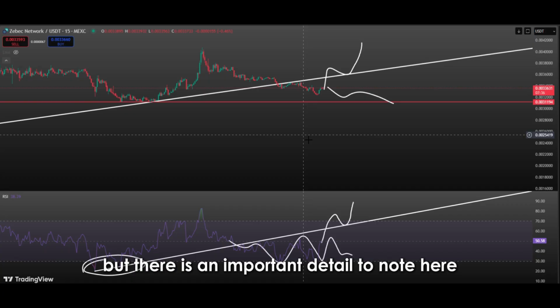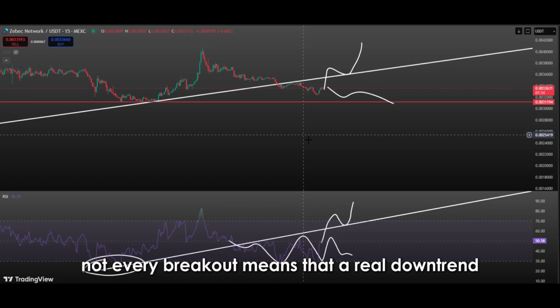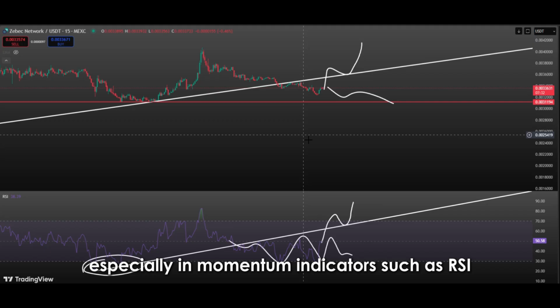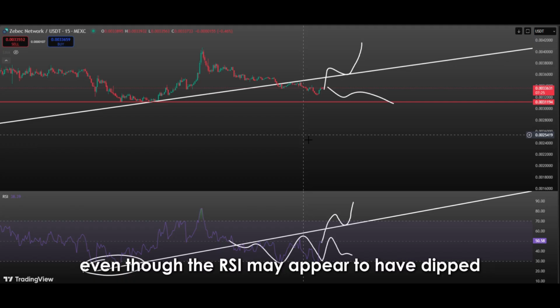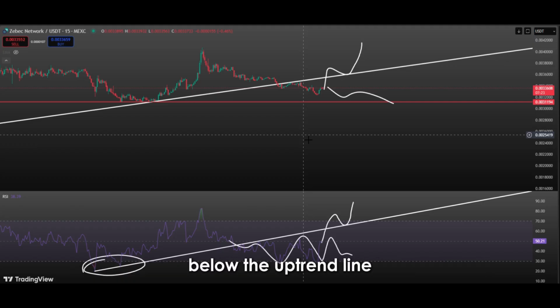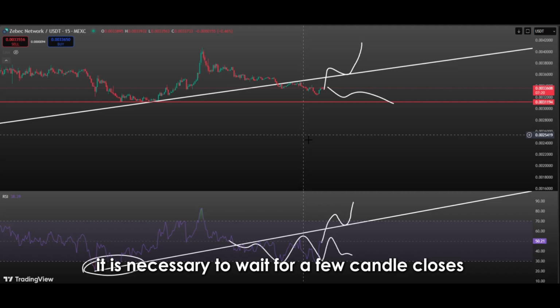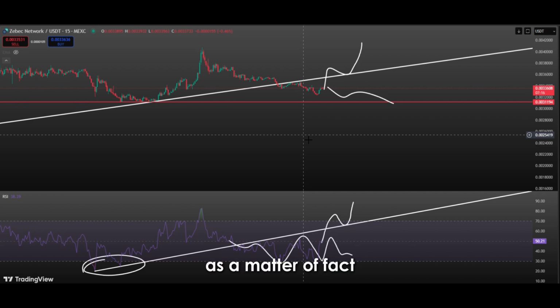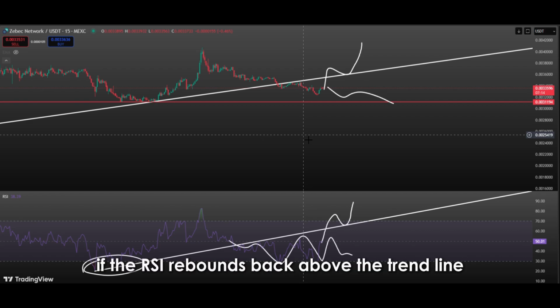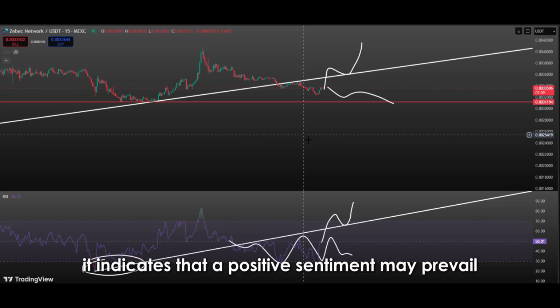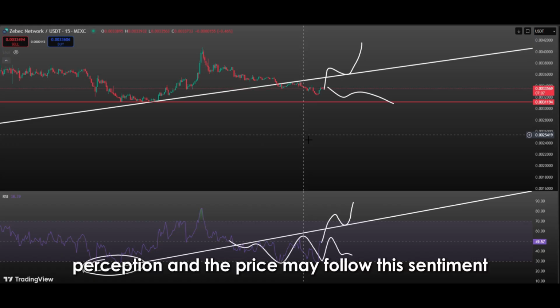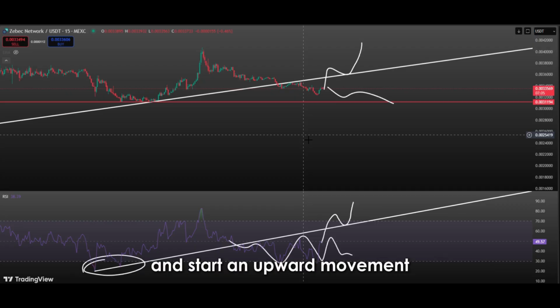But there is an important detail to note here. Not every breakout means that a real downtrend has started. Especially in momentum indicators such as RSI, such sags can sometimes result in a fake breakout. This means that even though the RSI may appear to have dipped below the uptrend line, it is necessary to wait for a few candle closes and observe the behavior of the price to see if the move is permanent. As a matter of fact, if the RSI rebounds back above the trend line in a short period of time, it indicates that a positive sentiment may prevail again in the market perception, and the price may follow this sentiment and start an upward movement.